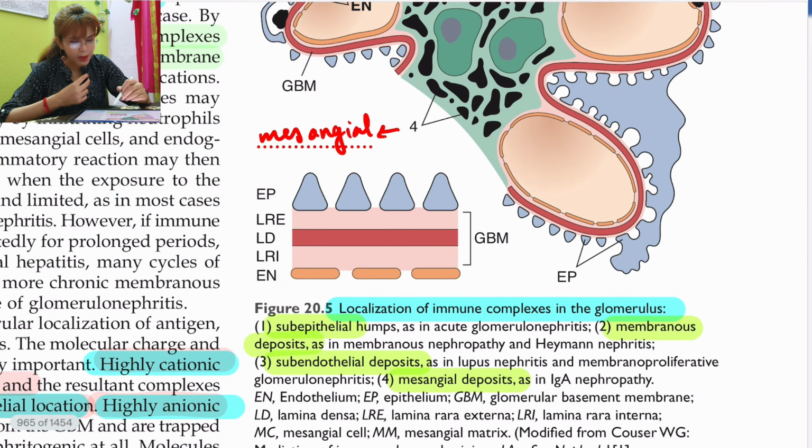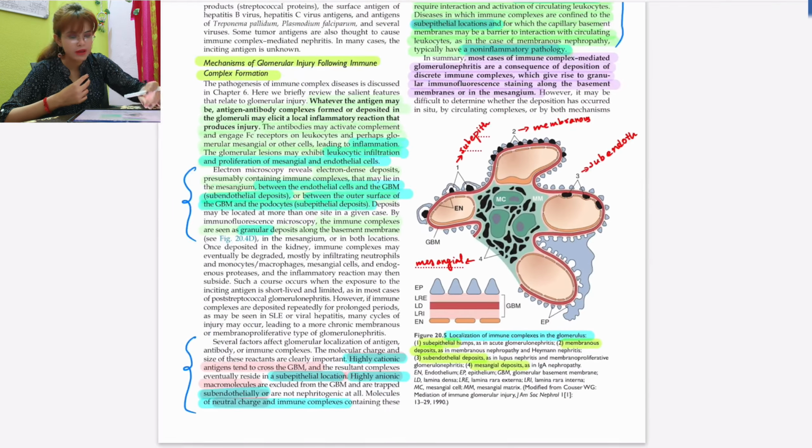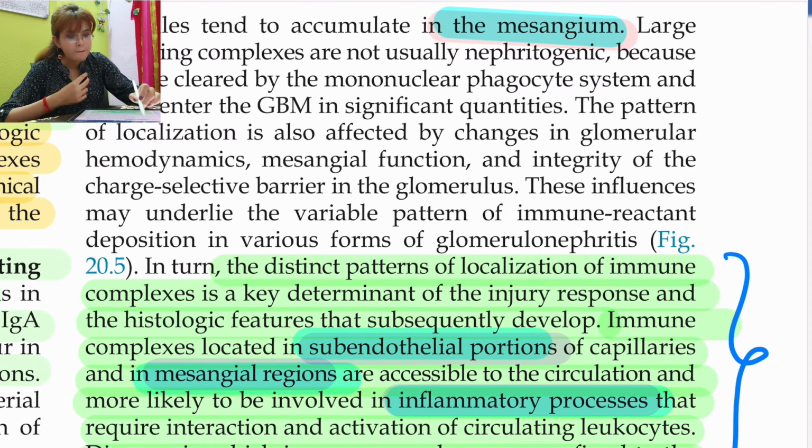So just a brush up. Subepithelial humps are seen in acute glomerulonephritis. Membranous deposits are seen in membranous nephropathy and Heymann nephritis. Subendothelial deposits are seen in lupus nephritis and membranoproliferative glomerulonephritis. Mesangial deposits are seen in case of IgA nephropathy. Highly cationic antigens will be deposited in a subepithelial location. Highly anionic macromolecules will be deposited in the subendothelial location. Okay, and the molecules having neutral charge or any kind of immune complex will be deposited in the mesangium.